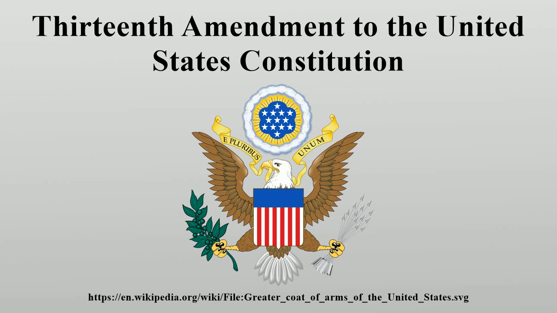Text. Section 1. Neither slavery nor involuntary servitude, except as a punishment for crime whereof the party shall have been duly convicted, shall exist within the United States, or any place subject to their jurisdiction. Section 2. Congress shall have power to enforce this article by appropriate legislation.